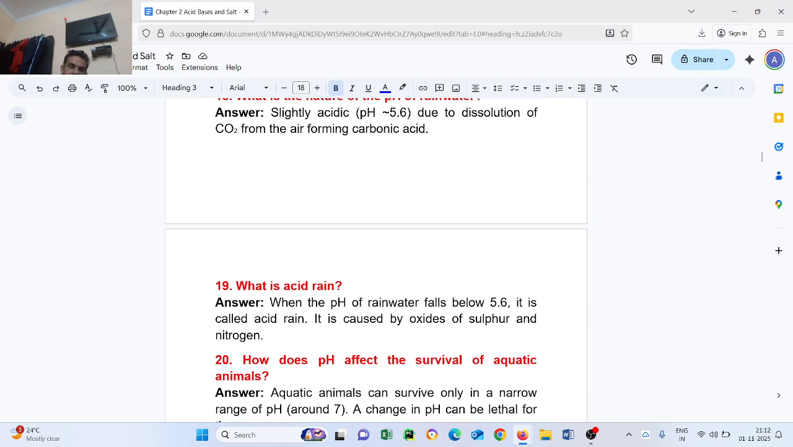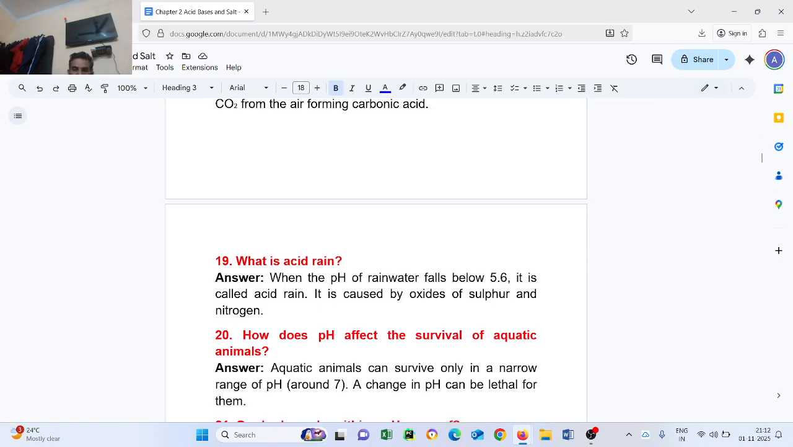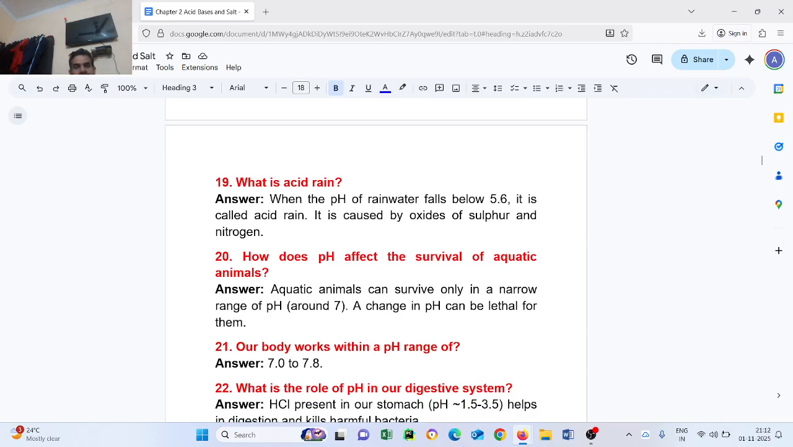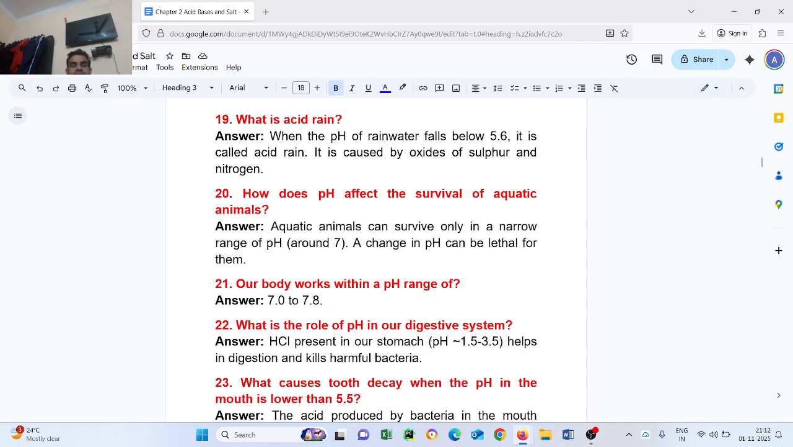Question number 20. How does pH affect the survival of aquatic animals? Aquatic animals can survive only in a narrow range of pH around 7. A change in pH can be lethal for them. Our body works within a pH range of 7.0 to 7.8.